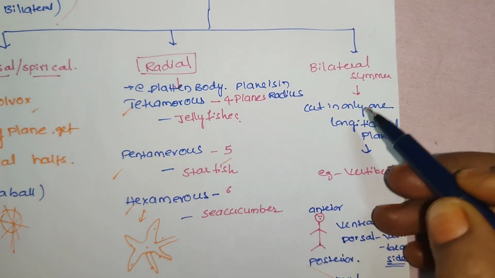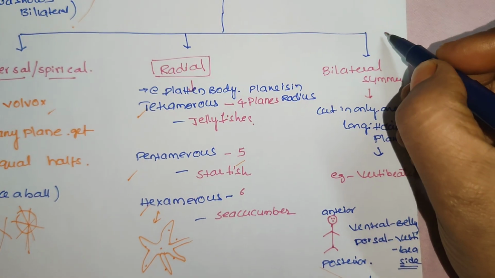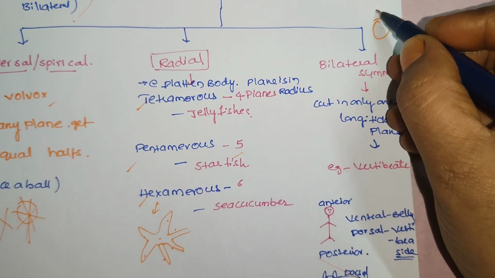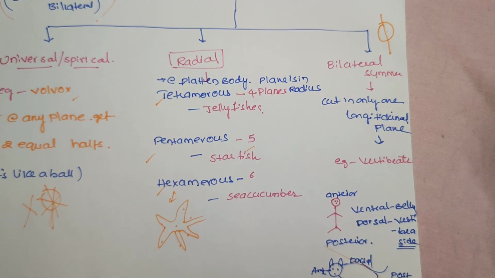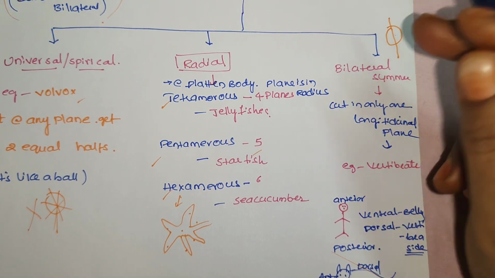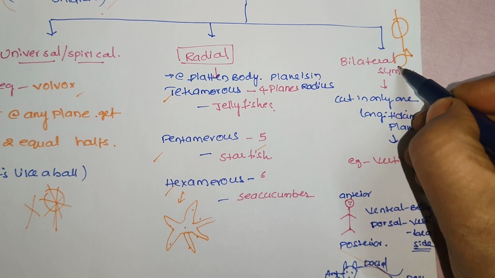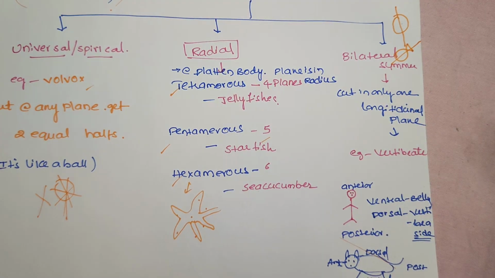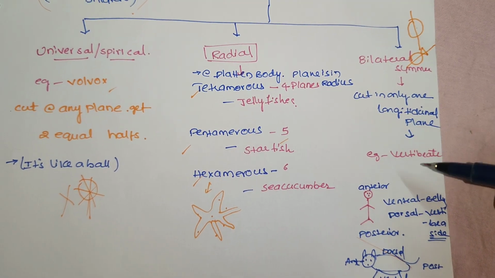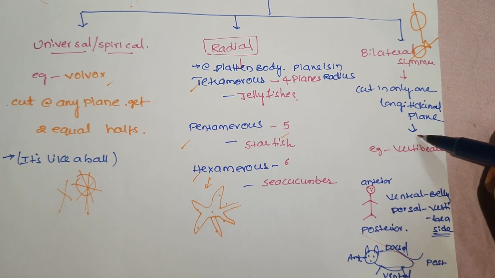Then bilateral symmetry. It can be cut in only one plane. For example, the organism can be cut only along one longitudinal plane, like a fish. It shows bilateral symmetry. Example, vertebrates.